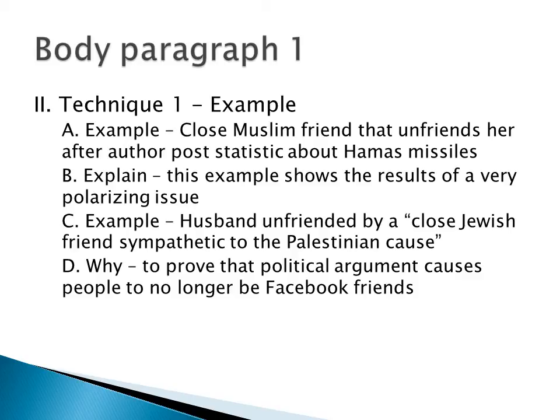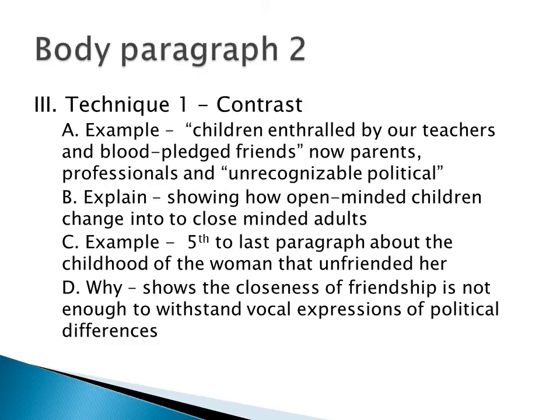So again, I'm giving the examples, and then I'm taking those examples and tying them right back to my thesis statement, right back to my main idea. The author uses these to show this, and how does that prove the main idea? A second technique she uses is contrast, okay?